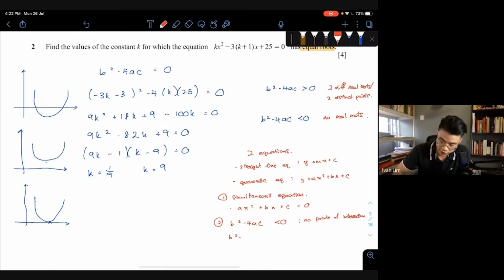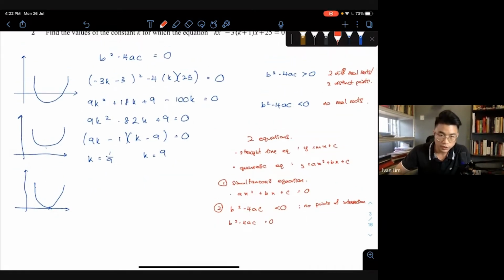B squared minus 4ac equals to 0. The one that is commonly used is tangent. They'll say find the value of k if the straight line is a tangent to the curve, then you use b squared minus 4ac equal to 0. What is tangent? Tangent means touch one point. It's the same meaning. So you all need to take note of the language that they use. They can either say tangent or one point of intersection, but they will normally use tangent.